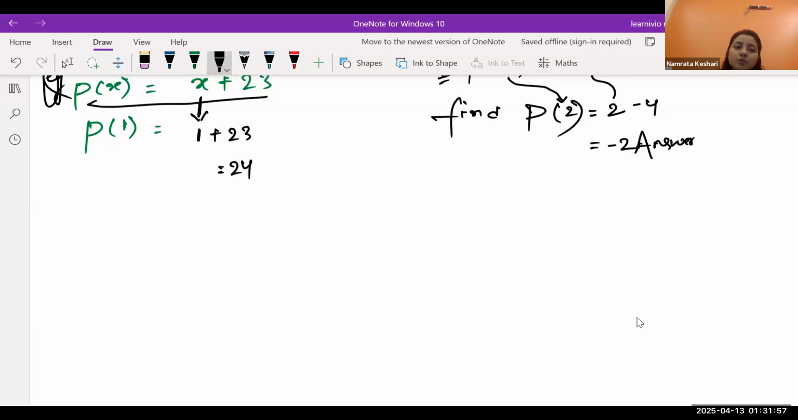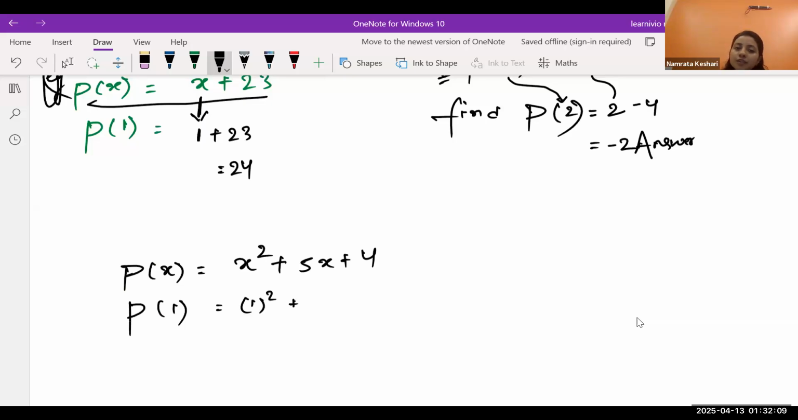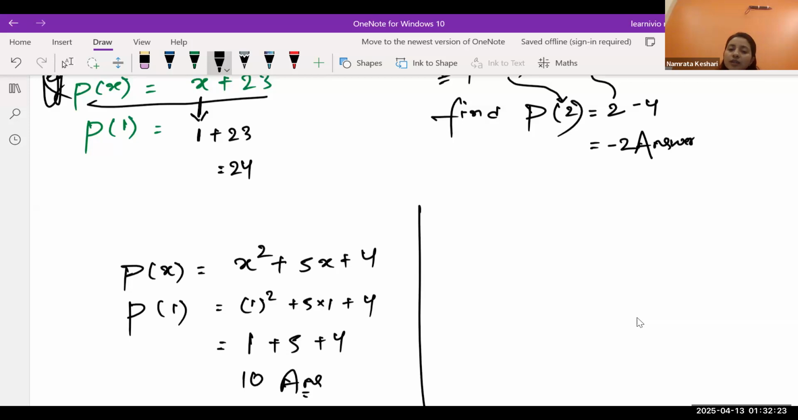So suppose a polynomial is given as p of x is x square plus 5x plus 4, and we are supposed to find p of 1. So we will be doing 1 square plus 5 into 1 plus 4, that means 1 plus 5 plus 4, that means 10 is the answer. Getting it? Yes, ma'am. Okay. Now again, I'm giving you the same polynomial. P of x is x square plus 5x plus 4. Can you find P of 0?